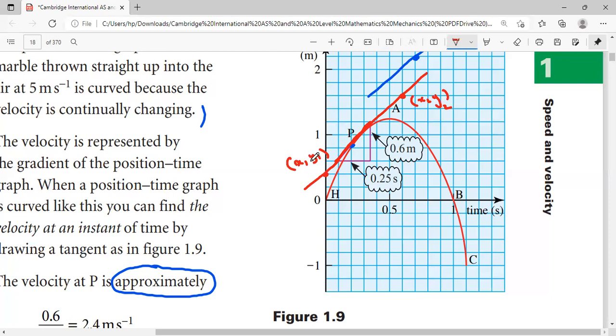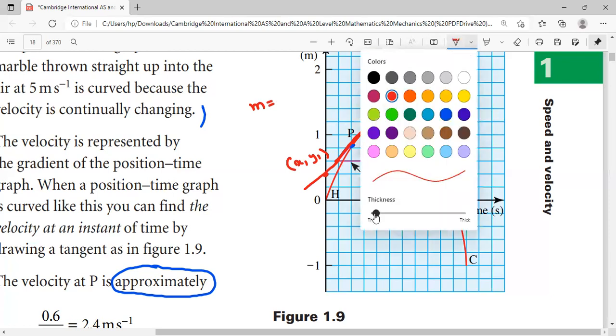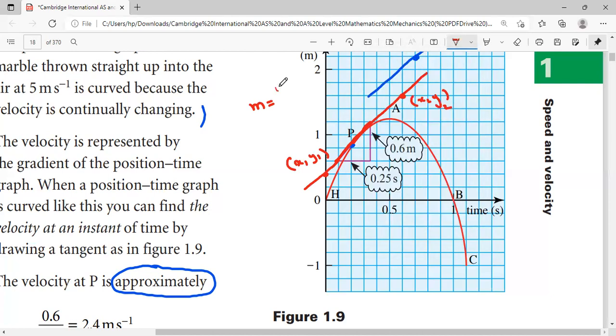What is the formula of the gradient, m? It is y2 minus y1 over x2 minus x1. If you apply this formula, you will find the gradient of this line. It means you will find the speed. Gradient means speed.